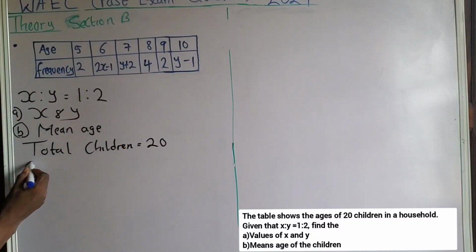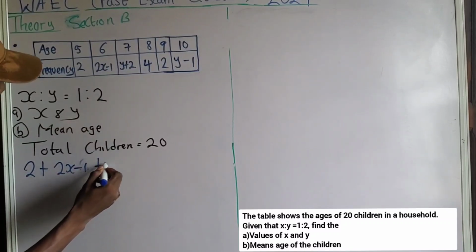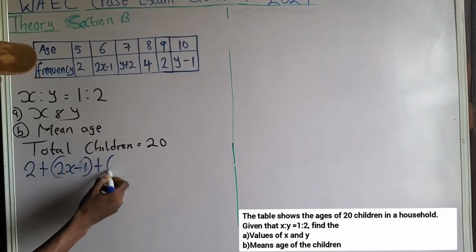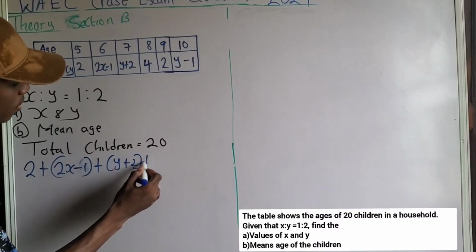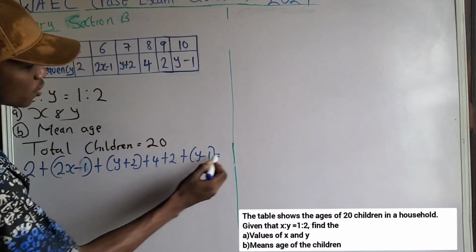We're going to have 2 plus (2x minus 1) plus (2x minus 1) plus y plus 2 plus 4 plus 2 plus (y minus 1) equals 20.